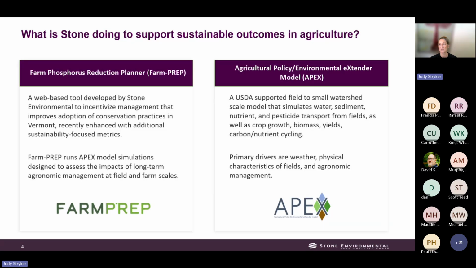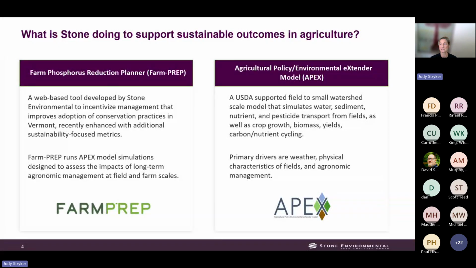The Farm Phosphorus Reduction Planner, or Farm Prep, is a web-based tool that's been largely developed in collaboration with the Vermont Agency of Agriculture, Food and Markets, again, with the intention of incentivizing management changes and the adoption of practices across the state. Farm Prep runs model simulations designed to assess the impacts of long-term agronomic management at field and farm scales. The model that Farm Prep runs in the background is the Agricultural Policy Environmental Extender, or APEX model.